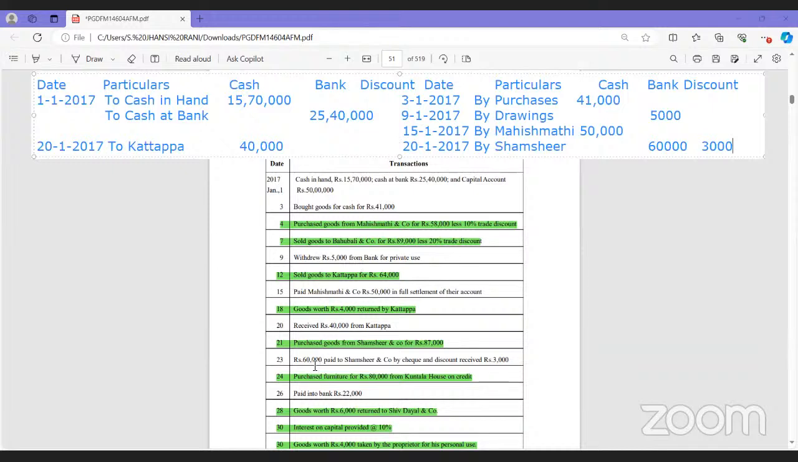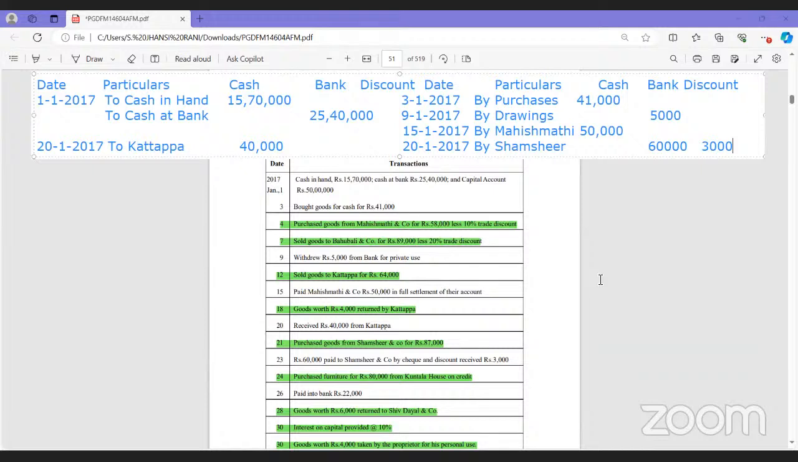Now, look at the next one. Paid into bank. This type of transaction is very, very important. Whenever we are paying into the bank, what do we pay into the bank? We pay cash. Whenever I am paying cash into the bank, the bank is the receiver. What is going out? Cash is going out from the business.